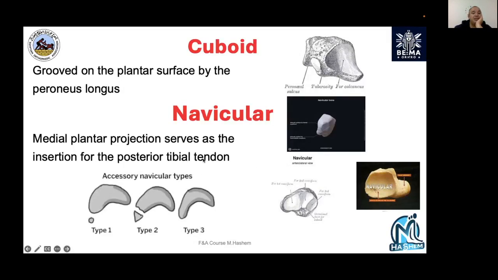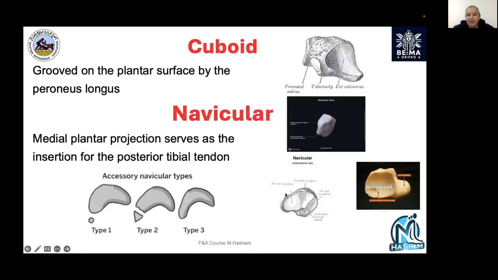The navicular has a medial plantar projection, which is the insertion for the tibialis posterior, the most important. Sometimes the navicular arises from two ossification centers. Sometimes these two centers either don't fuse, or they fuse but with a fibrous non-union, and that's why you see the accessory navicular. The types of accessory navicular are: completely separated, as type 1; resembling a non-union, as type 2; or an actual hook, as type 3.